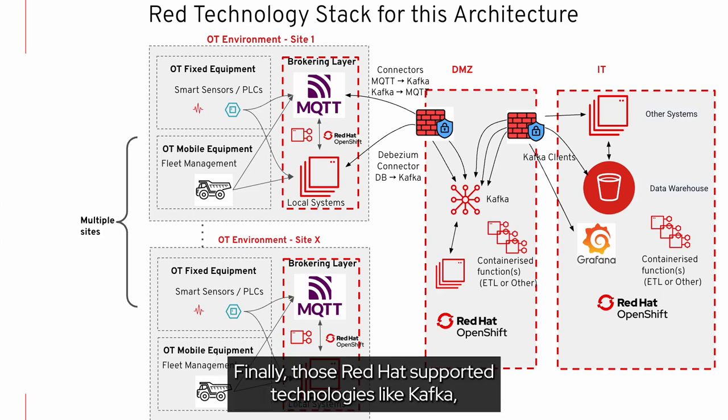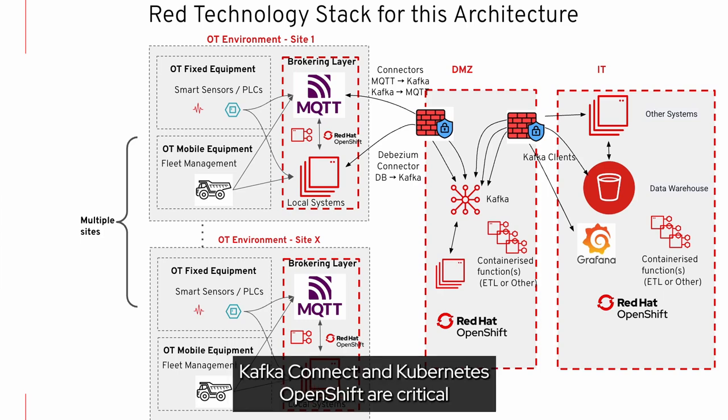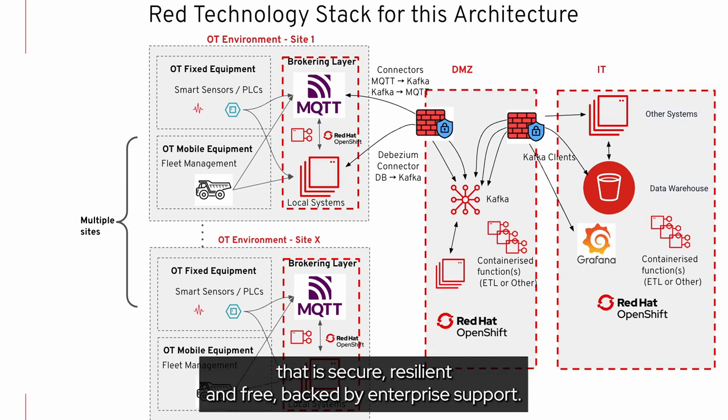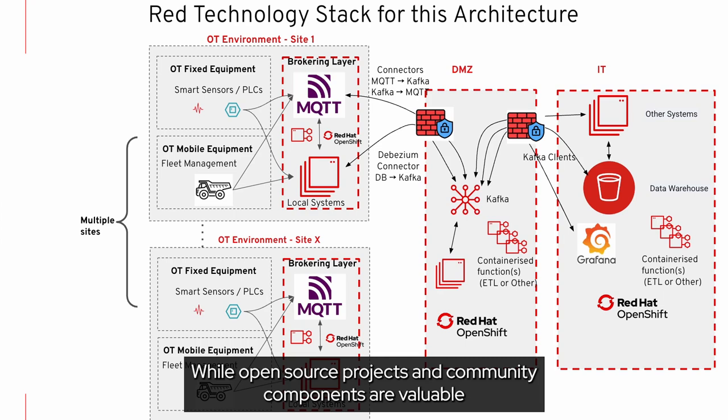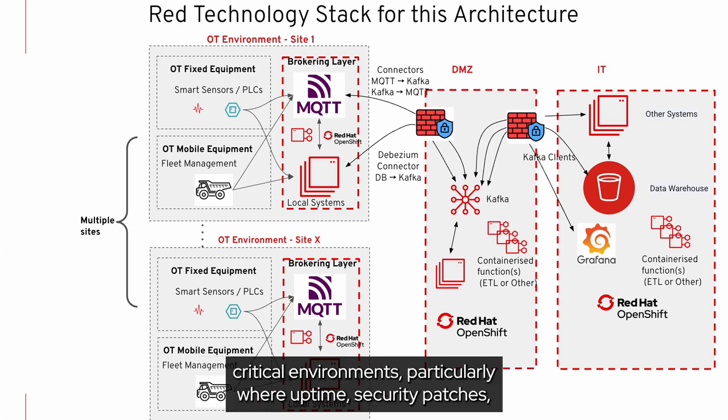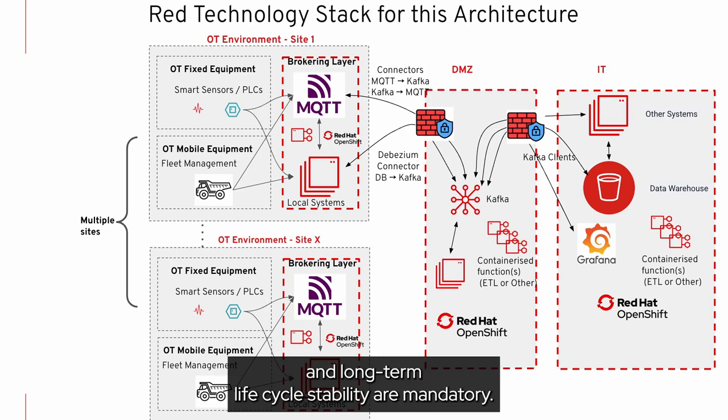Finally, those Red Hat supported technologies like Kafka, Kafka Connect, and Kubernetes OpenShift are critical because they give organizations a production-grade foundation for OT that is secure, resilient, and fully backed by enterprise support. While open source projects and community components are valuable for experimentation, they introduce risk when placed into mission-critical environments, particularly where uptime, security patches, and long-term lifecycle stability are mandatory.